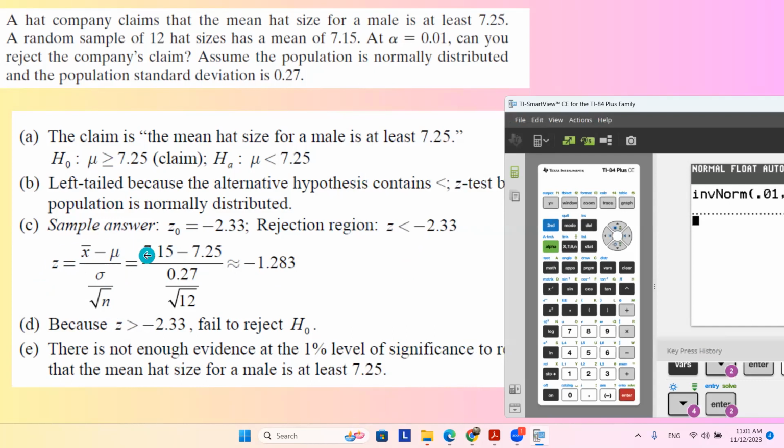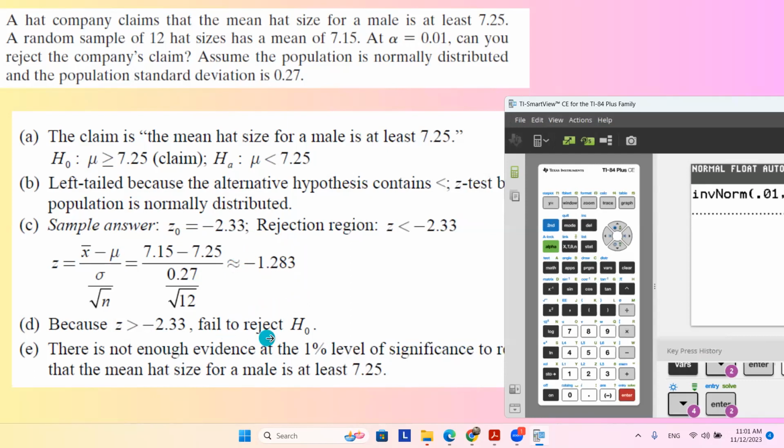is inside the rejection region or not. X bar is 7.15. X bar is the sample mean. Mu is the hypothesized population mean, which is 7.25. Sigma is given to us as 0.27, divided by the square root of 12, which is the sample size. Approximately, you have negative 1.28. Negative 1.28 is not inside the rejection region. It is outside the rejection region.